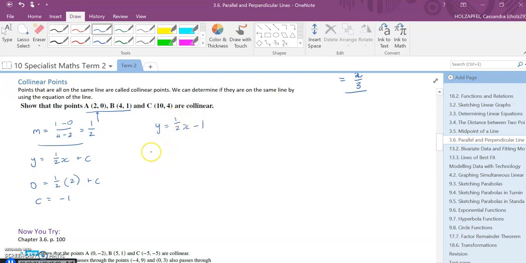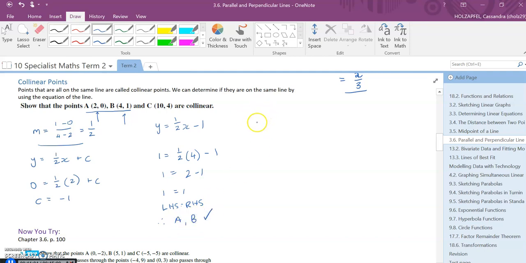Now to determine whether or not they're collinear, I found the equation of the line using A. I'm now going to see if B is on that same line, so I'm going to substitute in these values and see if the left-hand side is equal to the right-hand side. So 1 should be equal to a half of x minus 1. So a half of 4 is 2. 2 minus 1 is equal to 1. The left-hand side equals the right-hand side. So therefore, we know that A and B are going to be collinear.